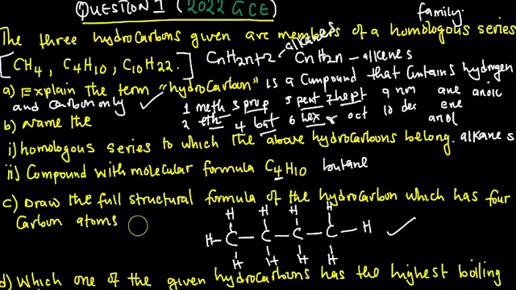Now listen, in terms of hydrocarbons, and this applies to all, as the number of carbon increases, the boiling point, the melting point, the density, all that increases. So if we are to compare the 3, the one with the highest boiling point is this one. So what are you going to write here? The one with the highest boiling point is C10H22. So that is the answer to this question.